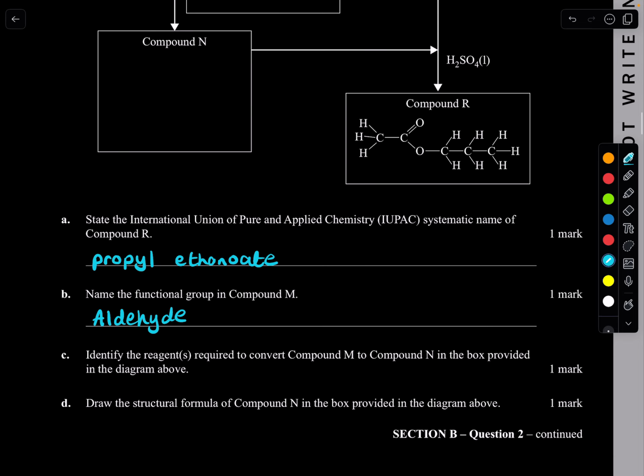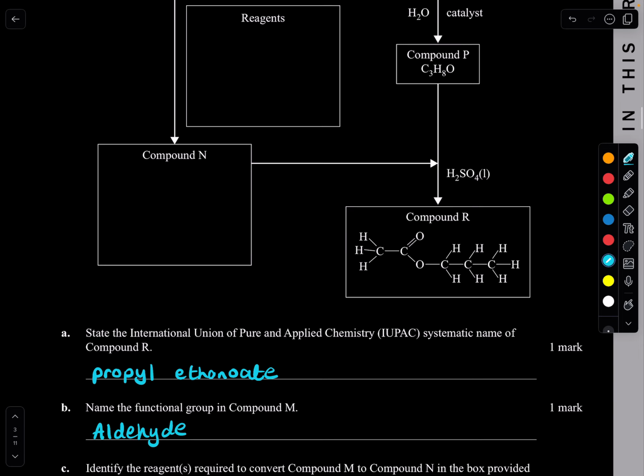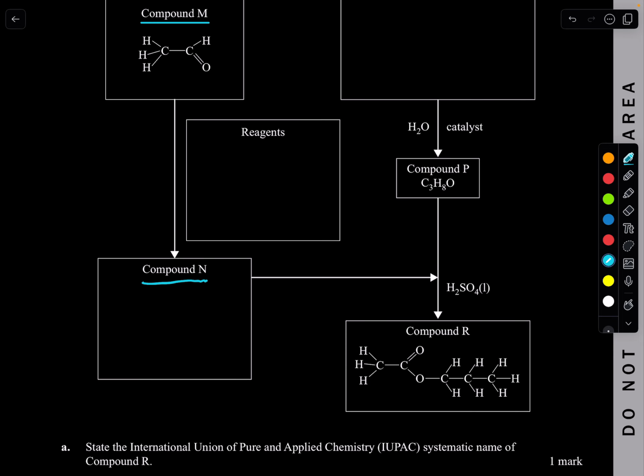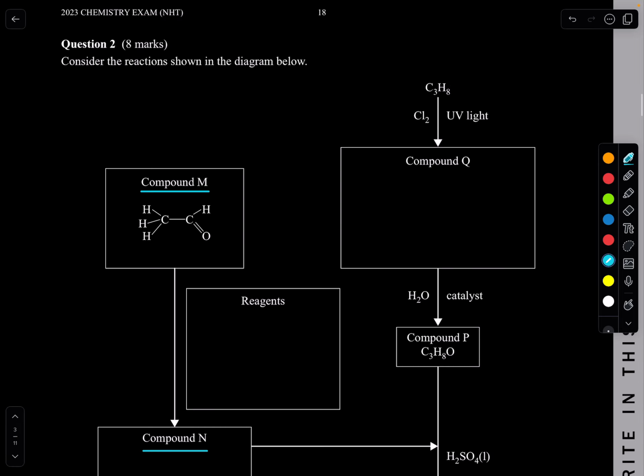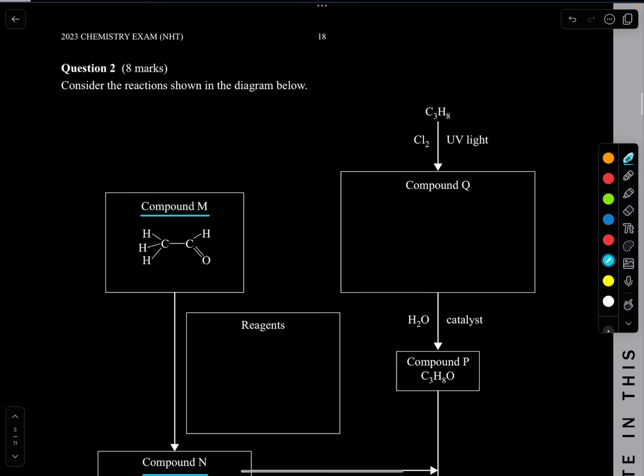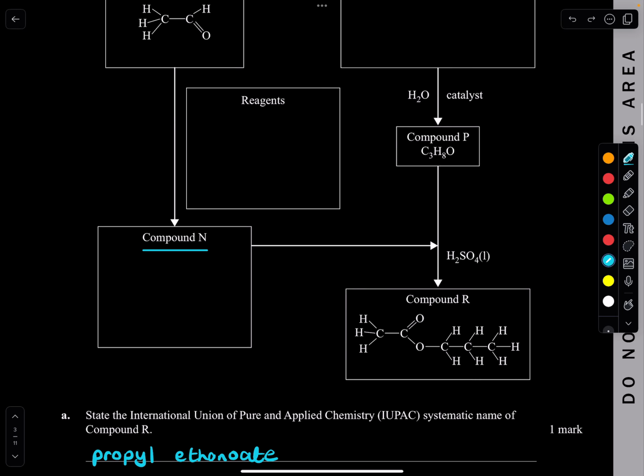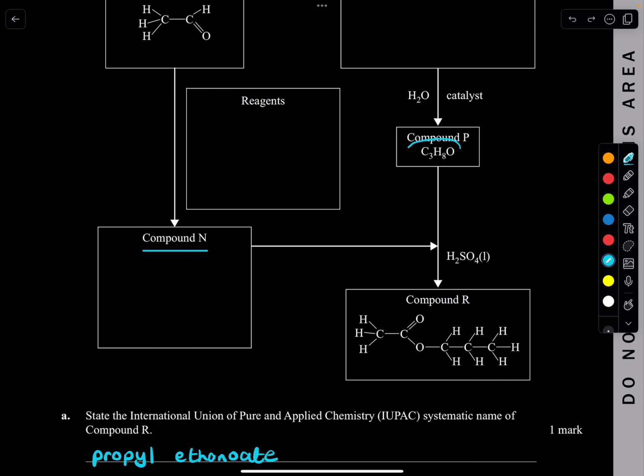So identify compound N to compound N in the box provided. Okay, compound N, which is this part here. All right. Now, what do we know? Well, we can see that when we're doing this part here, we use UV light and then we add it with water. So, no, this here is the alcohol.